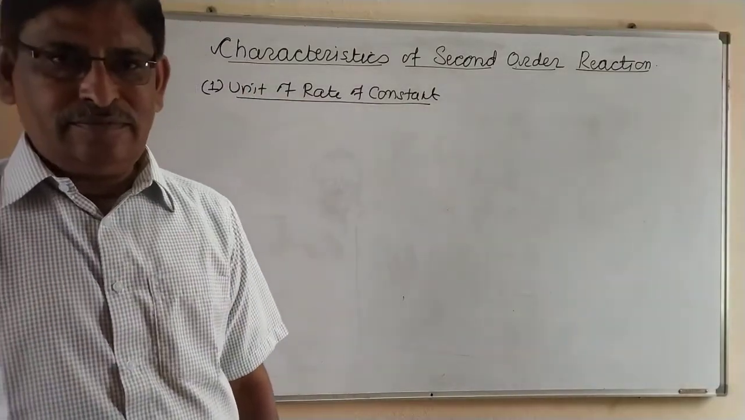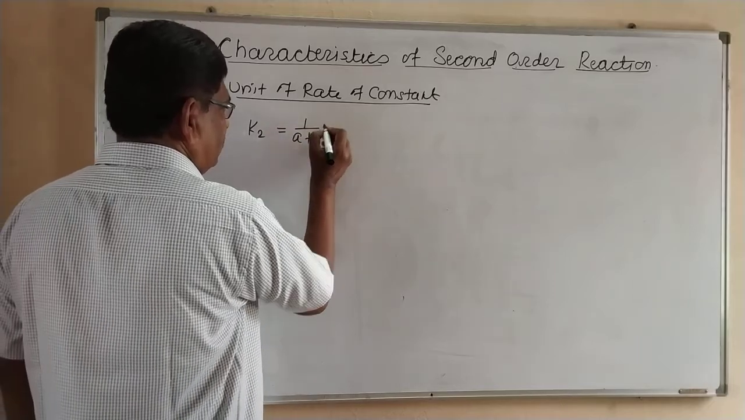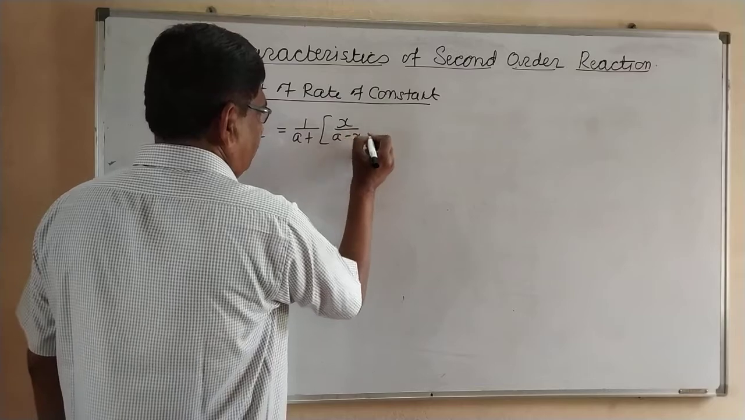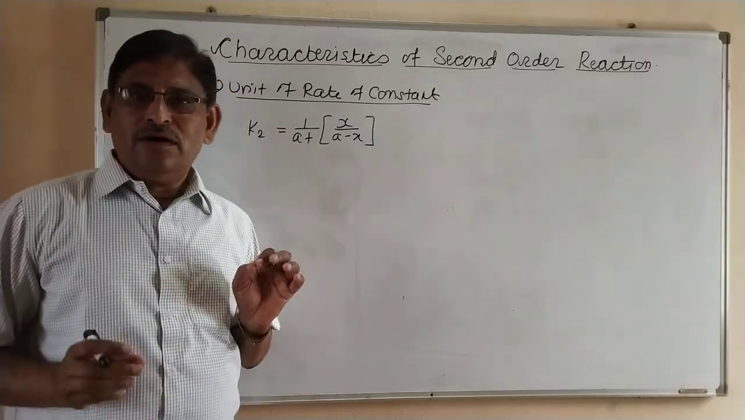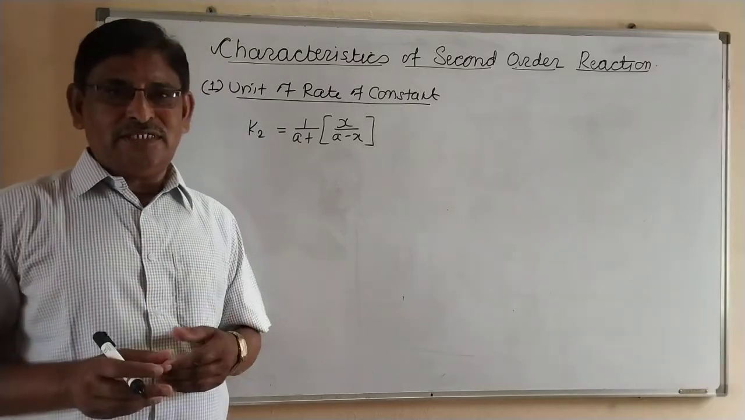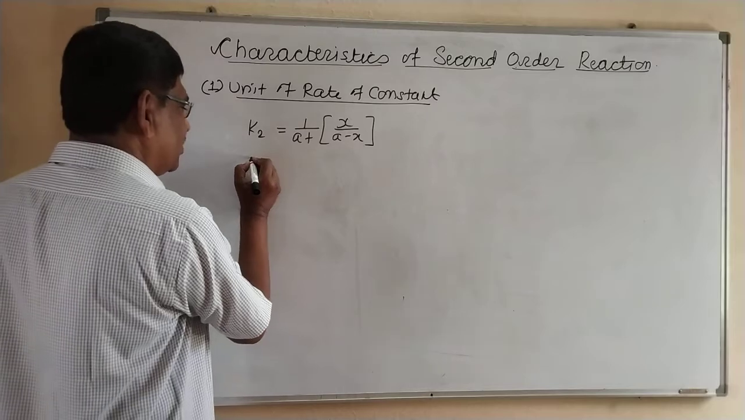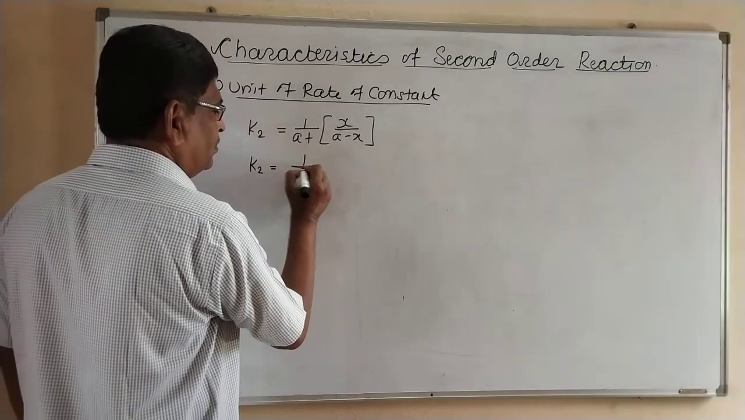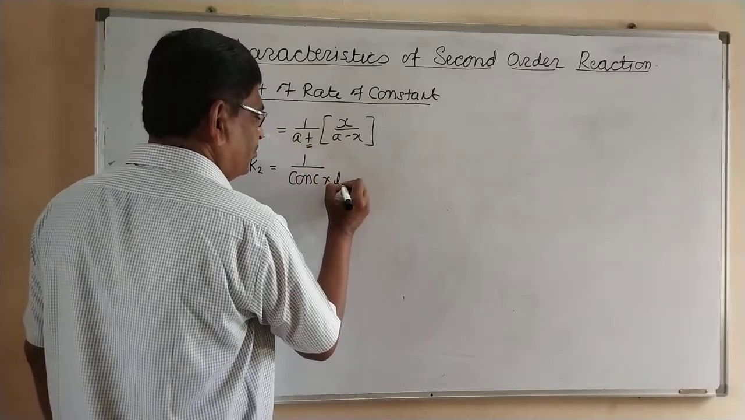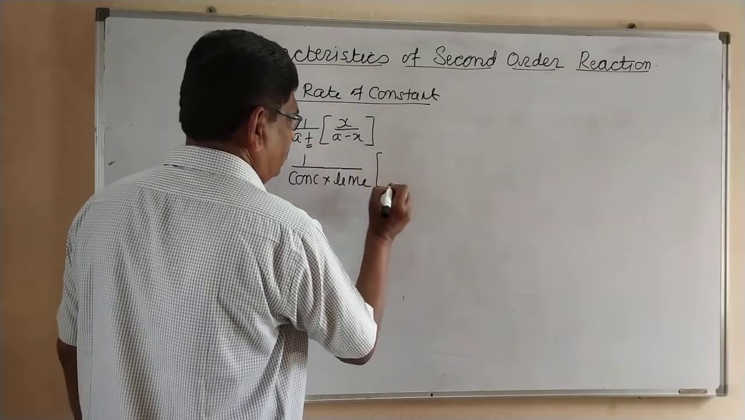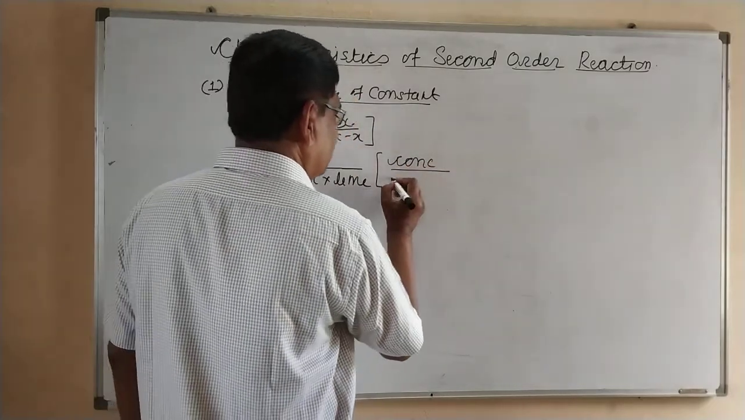unit of rate constant. Rate equation for its rate constant K2, this is the expression for a rate constant of second order reaction with equal initial concentration. Now I write the meaning of each term in this equation. K2 rate constant, A concentration, of course initial concentration, T time, what is X? It is again concentration, and A minus X concentration.